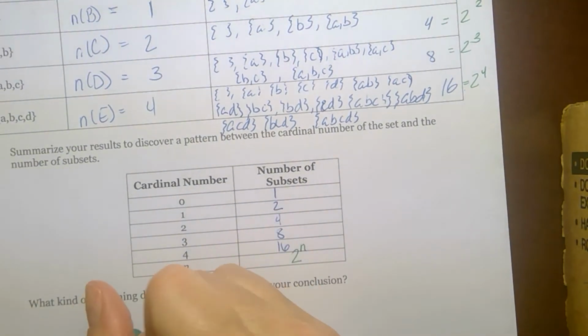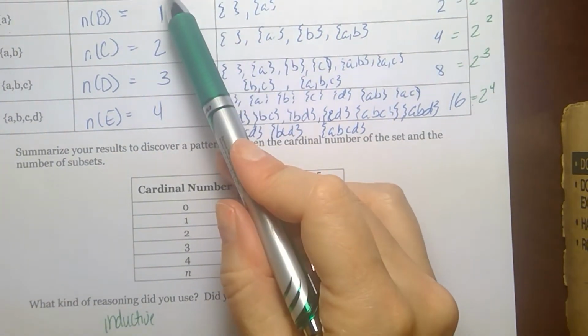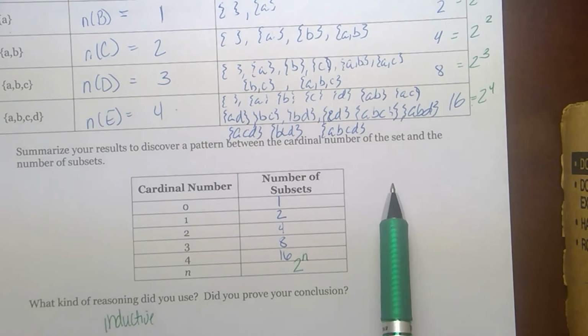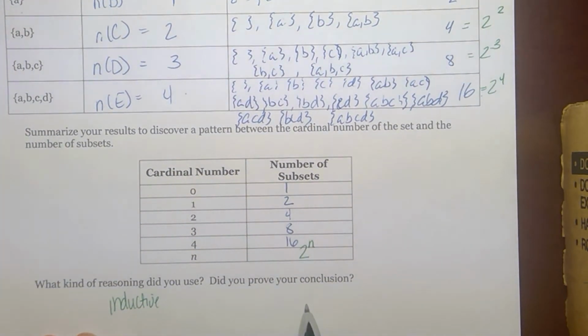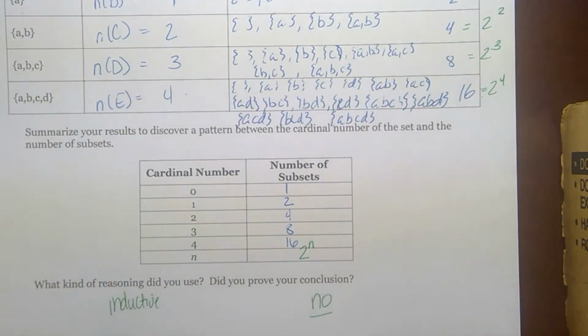Now, we did this by using inductive reasoning. We took a set of examples. We did n equals 0 to n equals 4. That's 5 examples. And we formed a general conclusion. When I use inductive reasoning, can I prove my conclusion? No, I cannot prove inductive reasoning because I would have to try every possibility, and there's no way to do that.